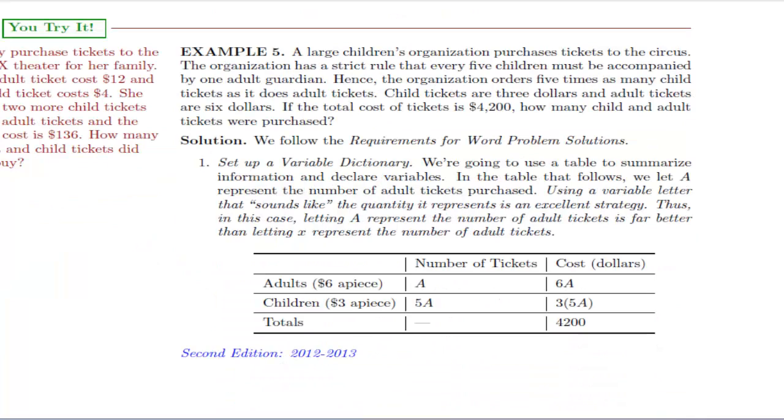Example 5. A large children's organization purchases tickets to the circus. The organization has a strict rule that every 5 children must be accompanied by one adult guardian. Hence, the organization orders 5 times as many child tickets as it does adult tickets. Child tickets are $3 and adult tickets are $6. If the total cost of tickets is $4,200, how many child and adult tickets were purchased?